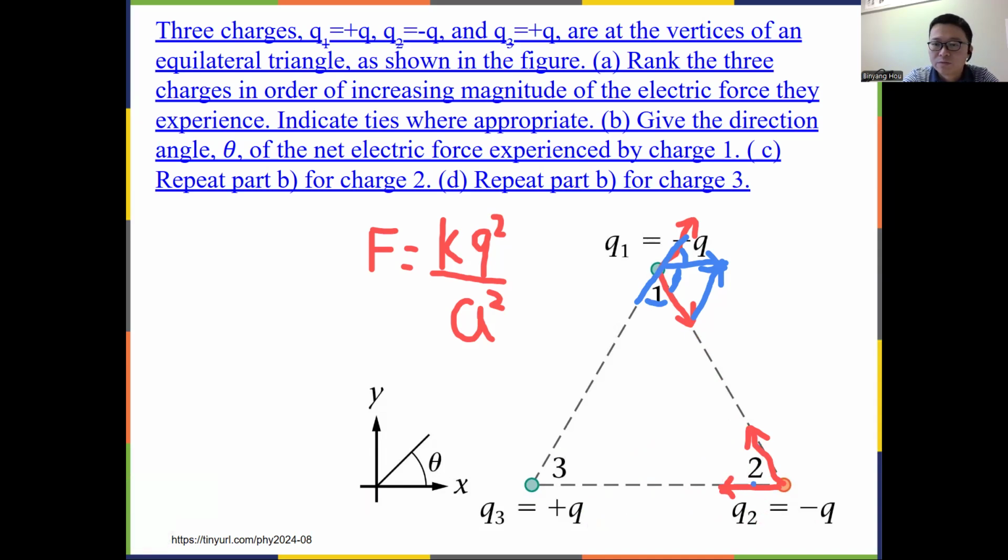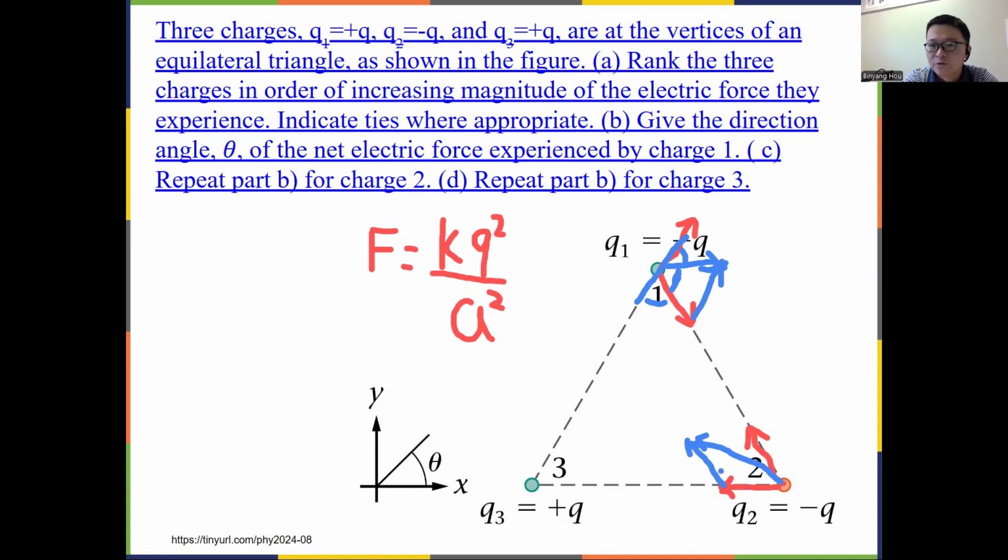So we can move this one parallel over here. It's going to be something like there, using the tail and head method. So this will be the total force. Those two are the same, and then this one is that. So this one looks bigger than this.